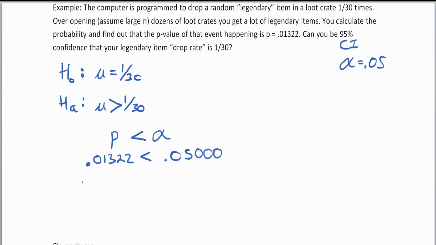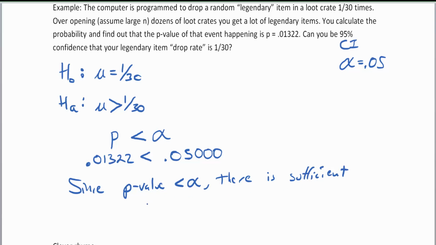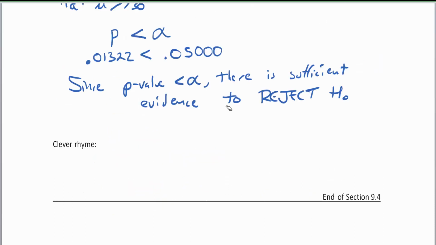So here's my conclusion. Since the p-value is less than alpha, there is sufficient evidence to reject the null hypothesis. So this gives you a straight example of evaluating p versus alpha. Now, before I end this section here and get through this first part of the video, I want to give you this clever rhyme.